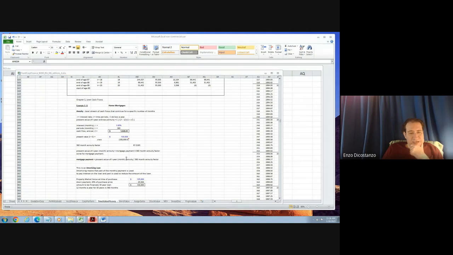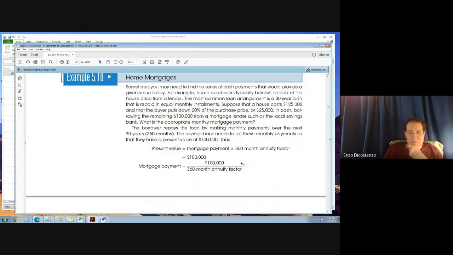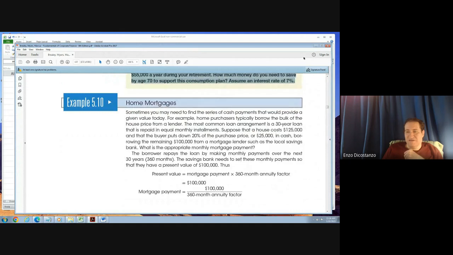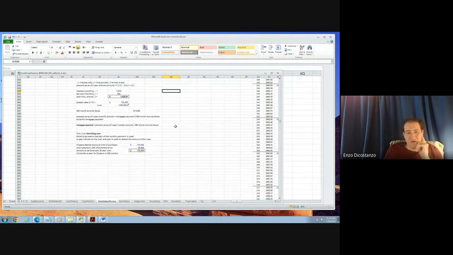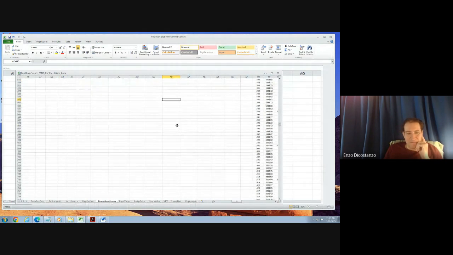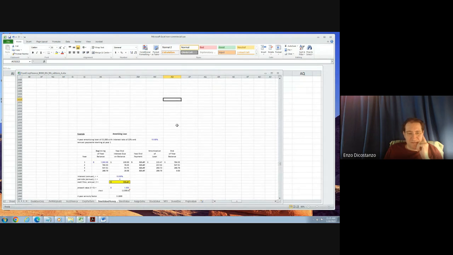What was asked here with the mortgages? Okay, what's the appropriate monthly payment? So if it's 30 years and it's a monthly payment, you're looking at 360 entries. We didn't go that far, but this is another version of things.